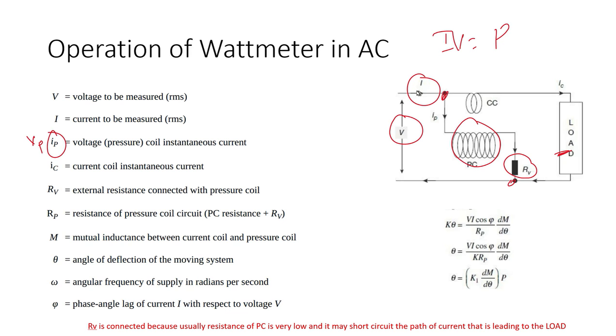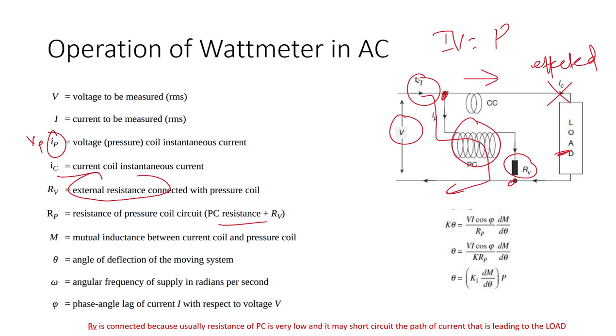So if we have some current and here is a low path, it will directly be grounded and this current would be affected. So, for not allowing this current to be affected, we introduce an RV, and this RV is the external resistance that is connected with this pressure coil. RP is the resistance of this pressure coil plus the resistance connected with this pressure coil. Okay, IC is the current through this section of the current coil.